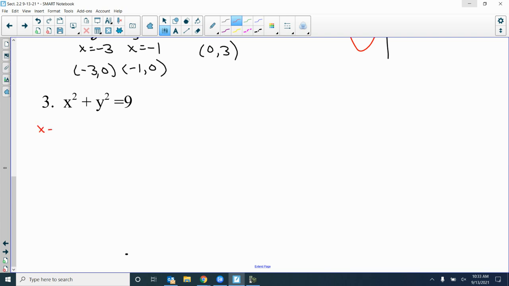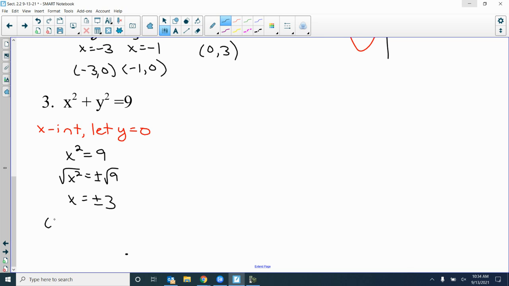X-intercept, let y equal 0. Well, it basically takes out that y. You get x squared equals 9. Now, when you take the square root, don't forget it's plus or minus square root of 9. So x equals plus or minus 3. So that's actually how many x-intercepts? 2 of them. So I get 3, 0, and I get -3, 0.